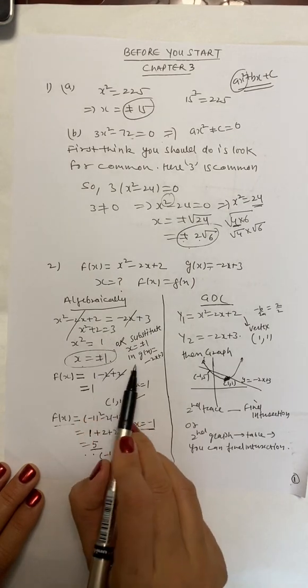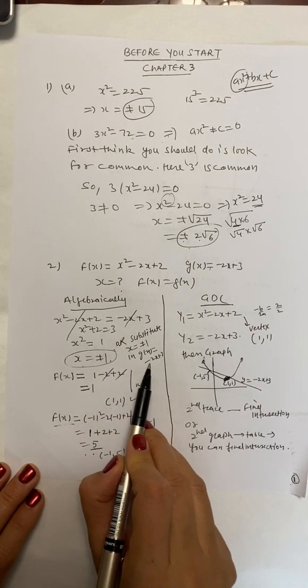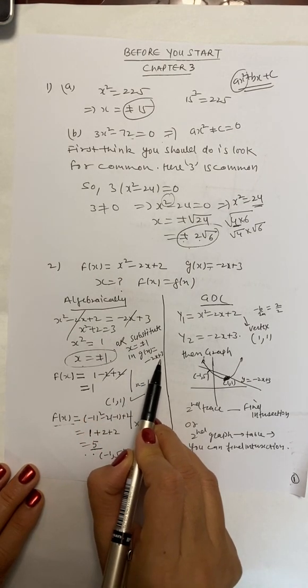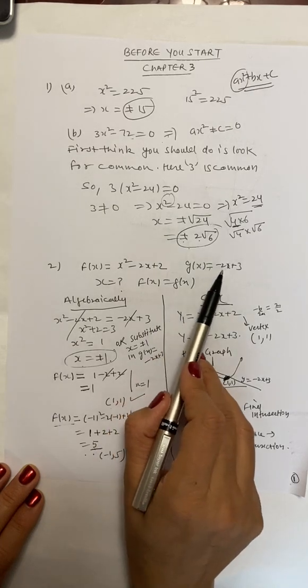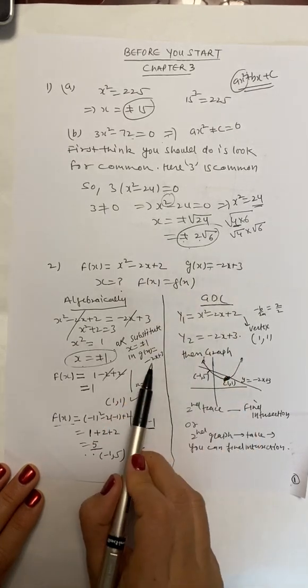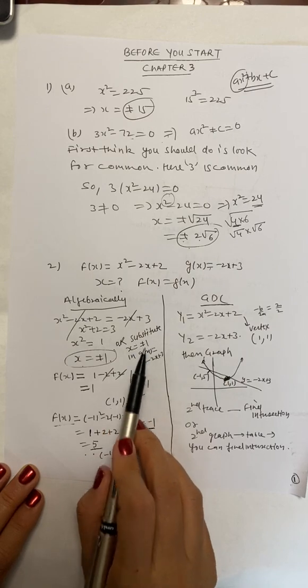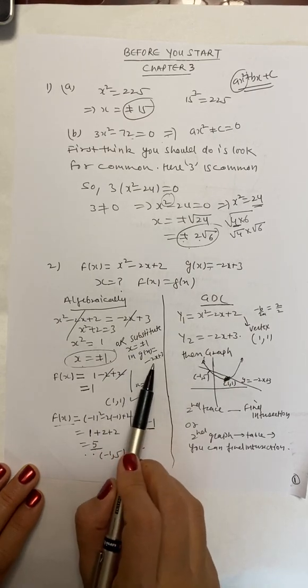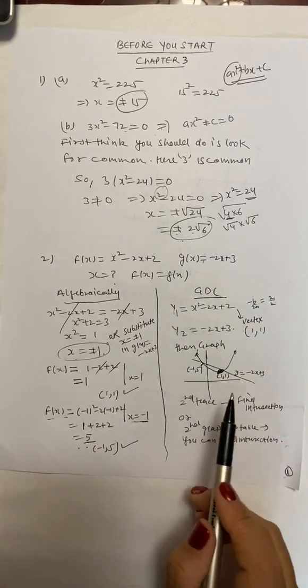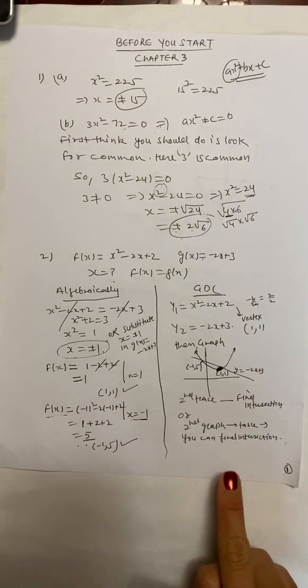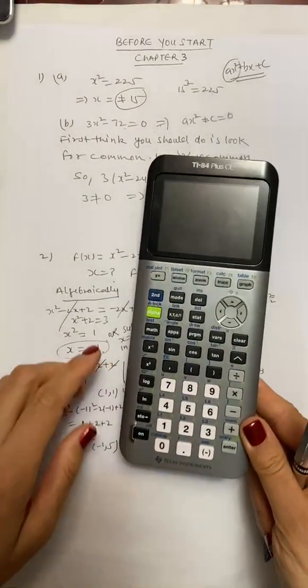But it is much easier to substitute in g of x because here you have a linear function. So if one of the functions is linear, then you should substitute the value of x in the linear one. Now, how to use GDC to find the point of intersection in this case?